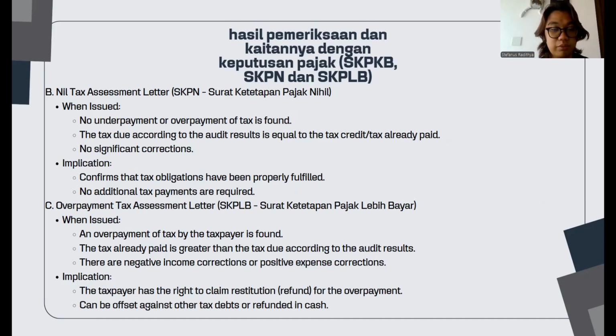And point C is overpayment tax assessment letter, SKPLB, surat ketetapan pajak lebih bayar. When issued, an overpayment is found. Second one is the tax already paid is greater than the tax due according to the audit result. Third one is there are negative income correction. The implication is the taxpayer has the right to claim a refund.